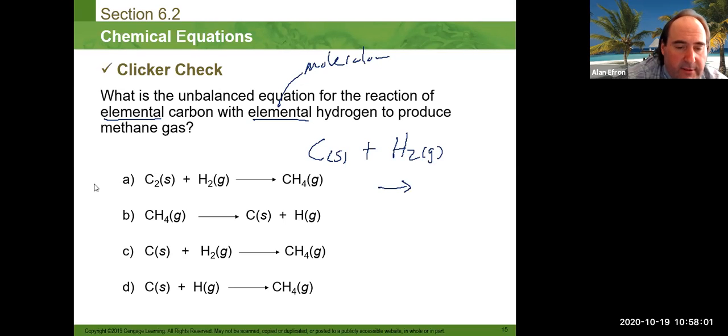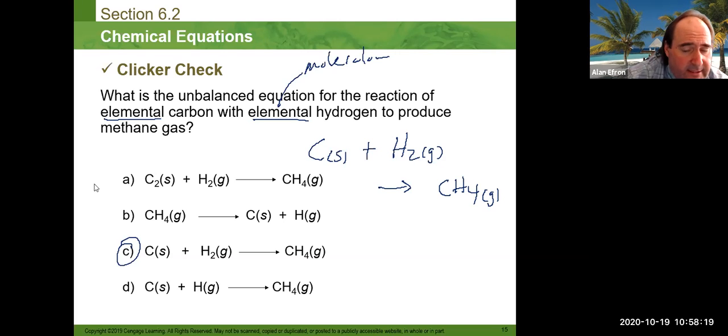And again, to produce methane, which is CH4, one of those common name guys that we talked about when we talked about type 3 guys. And it looks like perhaps C would be the right answer here.